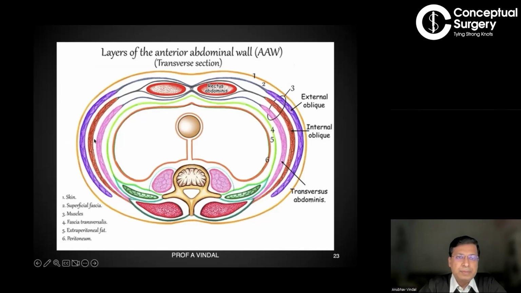The muscle which has been drawn in pink is the transversus abdominis. The one which is drawn in red is internal oblique, and the one which is drawn in purple is the external oblique. External oblique aponeurosis forms the anterior rectus sheath, internal oblique splits into an anterior and a posterior leaflet, forming the anterior and the posterior rectus sheaths respectively, and the transversus abdominis aponeurosis forms the posterior rectus sheath.